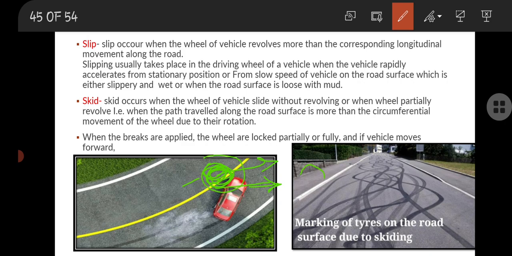If circumferential movement is not occurring, means the vehicle is at very high speed and we are applying a sudden brake, that vehicle will not move circumferentially but it will move longitudinally. If circumferential movement is less than longitudinal movement, that condition skid will occur. And if circumferential movement is more than longitudinal movement, in that case slip will occur. I think you can remember this. In one case circumferential movement is more, in that case slip will occur. In the other case longitudinal movement will be more than circumferential movement, in that case skid will occur.